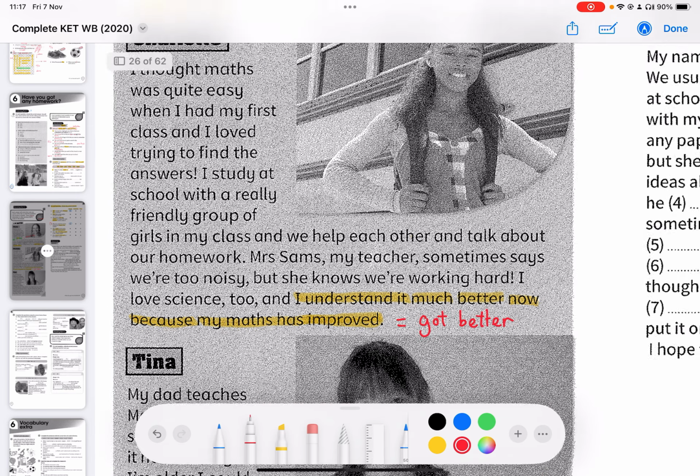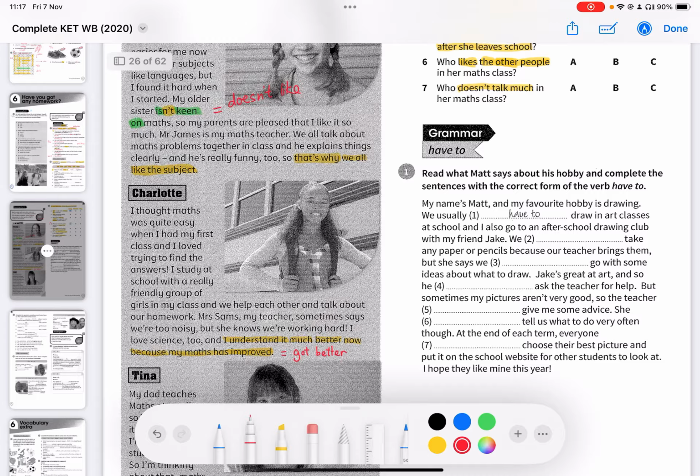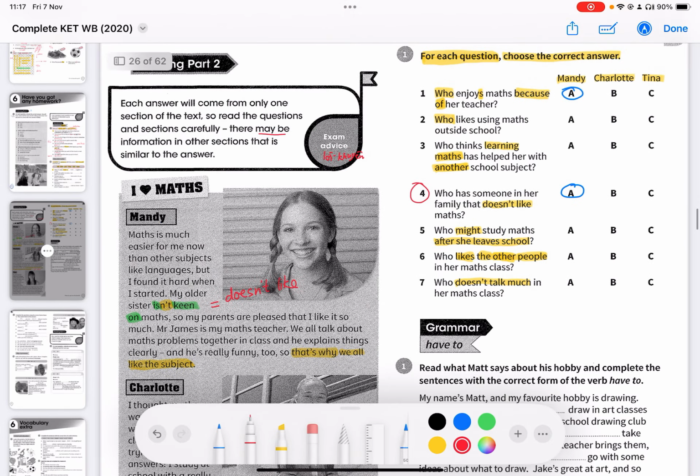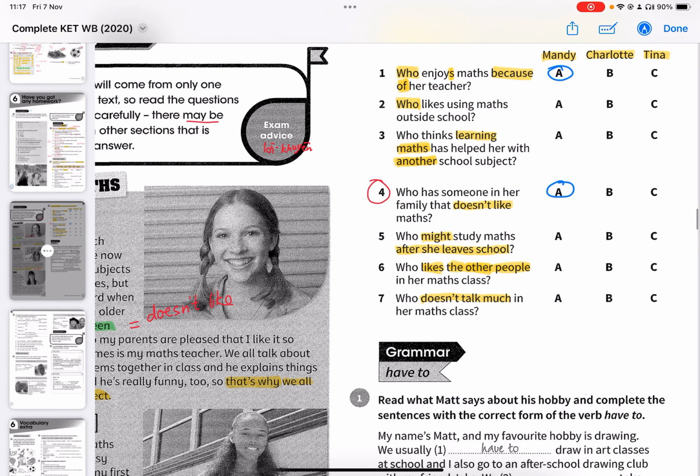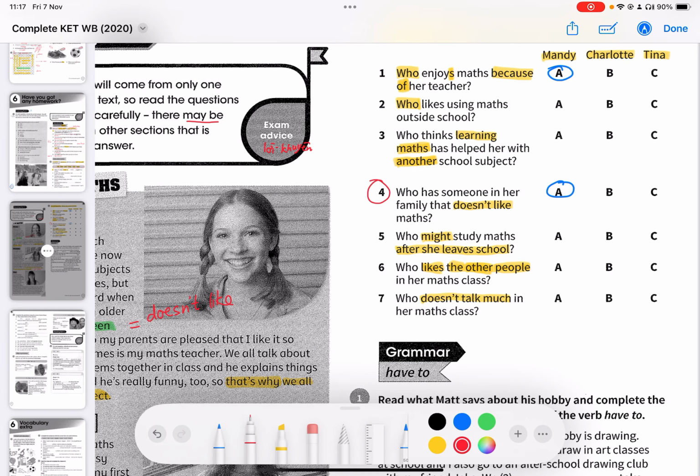Yes. What is that, everybody? Which one is here? Which one do you think? Yes, it is number 3. Good job. Number 3. Who thinks learning maths has helped her with another school subject? Bạn nào nghĩ rằng việc học môn toán đã giúp cho bạn ấy trong hoặc là về một môn học khác? Yes, it is B.